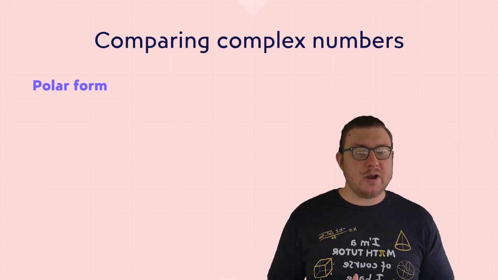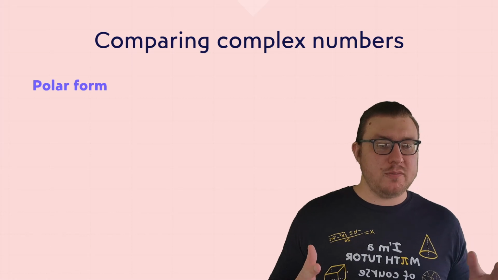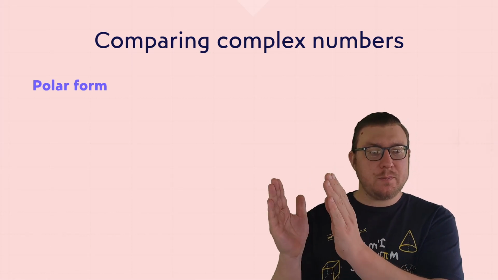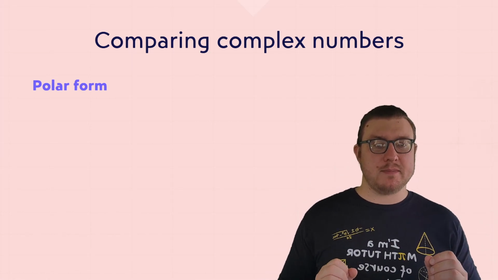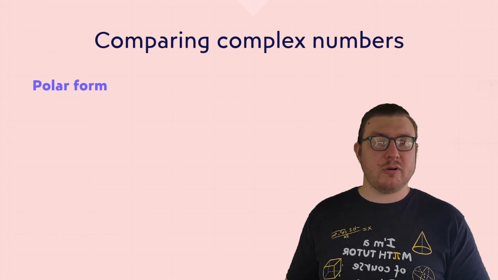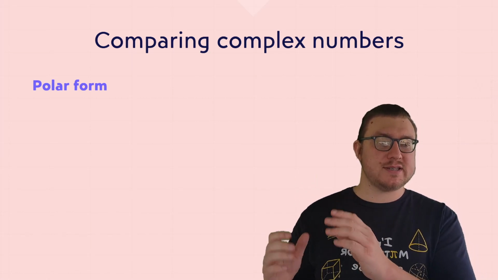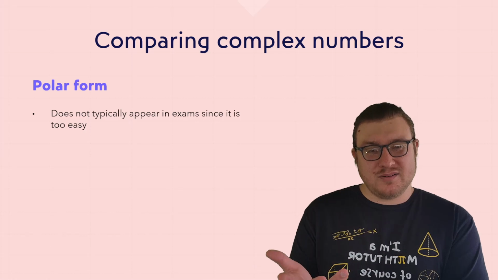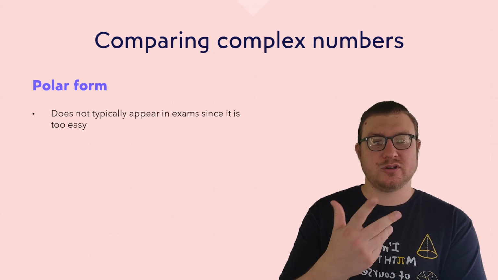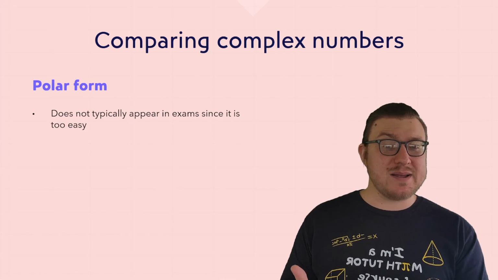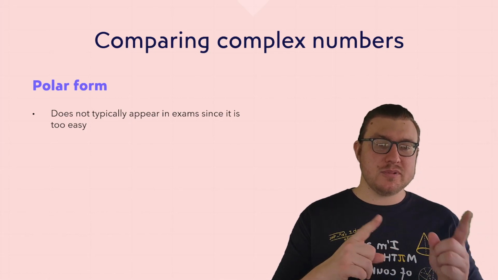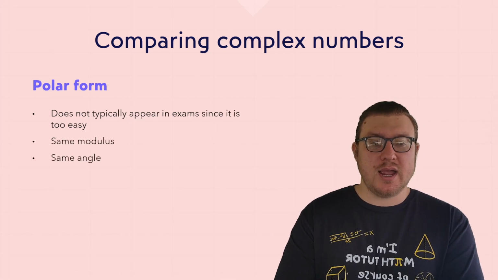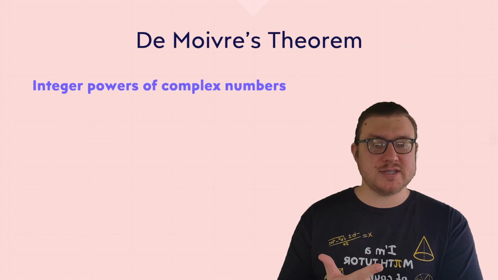Now, comparing complex numbers in polar form, well, it's basically the same thing. In rectangular form, we want the real part and the imaginary part to be the same. It makes sense that in polar form, we want the modulus, the distance, to be the same, as well as the angle. This doesn't normally come up in exam questions, but you can convert your numbers to polar form and compare them then. That works. It's up to you. Again, we want the same angle and the same modulus.